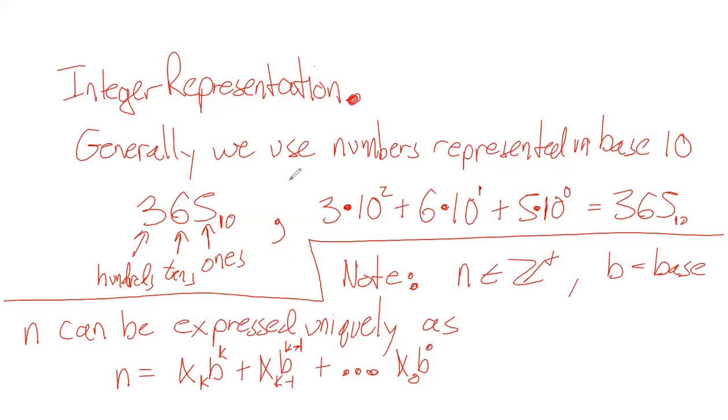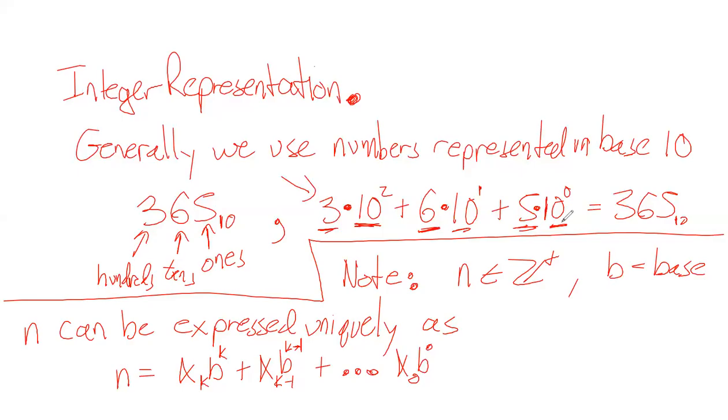Note that our polynomial expansion of 365 fits this form. Here we had base 10, so 10 is our base. 3 was our alpha number 2, 6 was our alpha number 1, and 5 was our alpha number 0. Again, in this expansion, 10 was always our base. The exponents change as you go from the ones digit, or the first digit, to the tens digit, the hundreds digit. It's the tens digit because it's base 10. It's the hundreds digit because it's base 10. Base 10 to the 2 is 100, and so on and so forth.